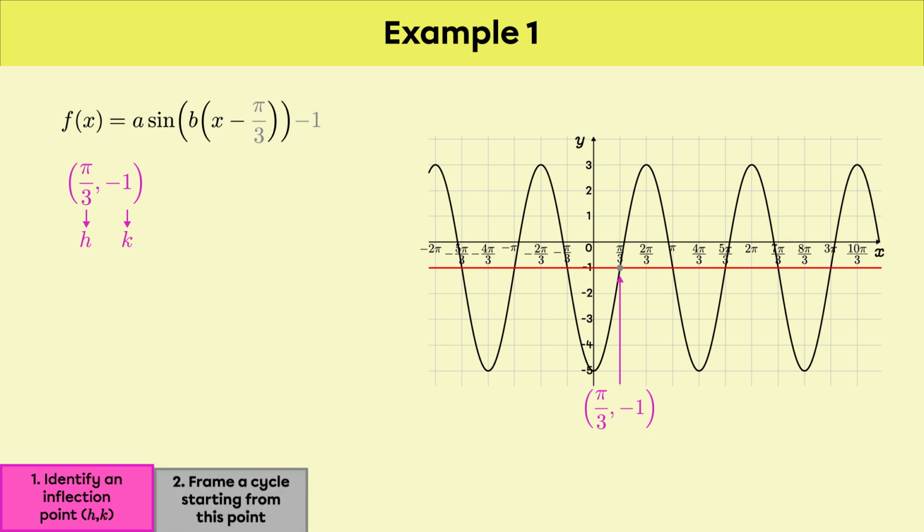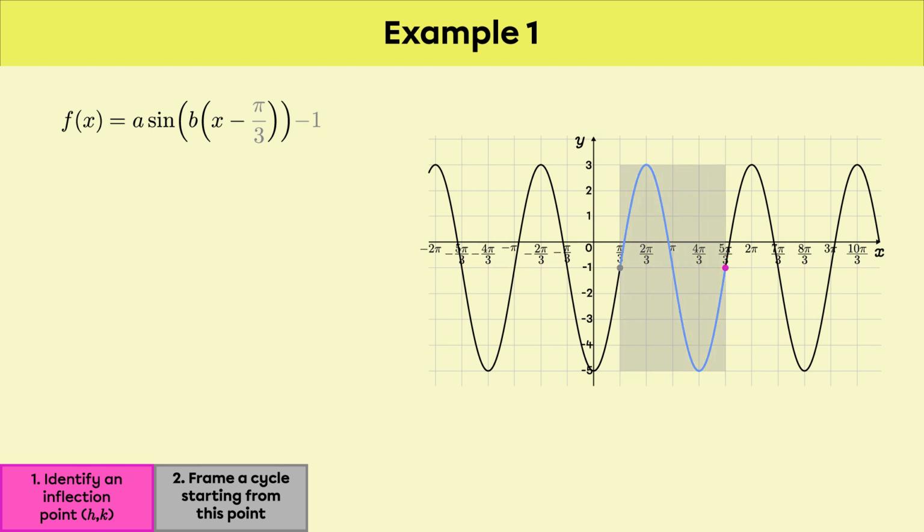Now, to find the amplitude and the period, we draw a rectangle, framing a cycle, and starting at the chosen point of hk. From the point (π/3, -1), the function rises slightly, drops all the way down, then rises back up again until it reaches the axis of oscillation. This is where we stop, as it marks the end of a cycle.